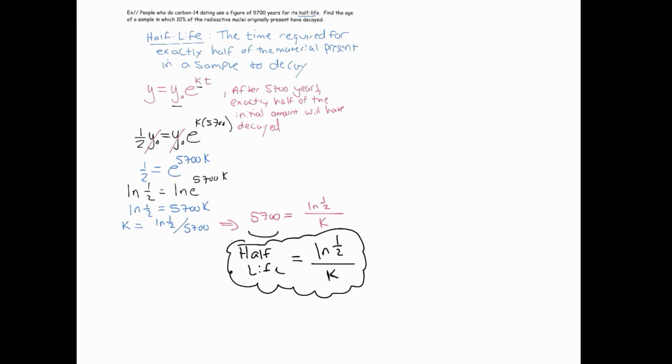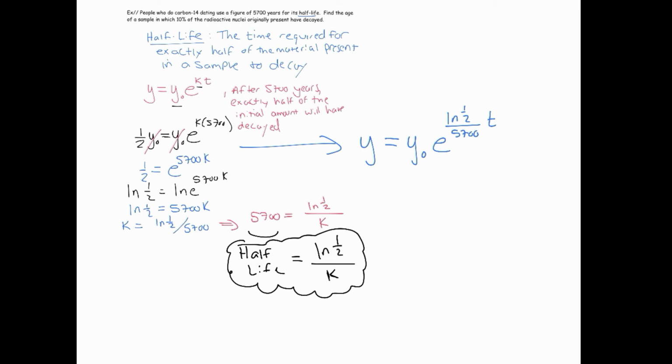So that means that if we're continuing along solving our differential equation, we now know what k is. It's ln of 1/2 divided by 5700. So now my equation is y equals y sub 0 e to the k t, but k is ln of 1/2 divided by 5700, times t.